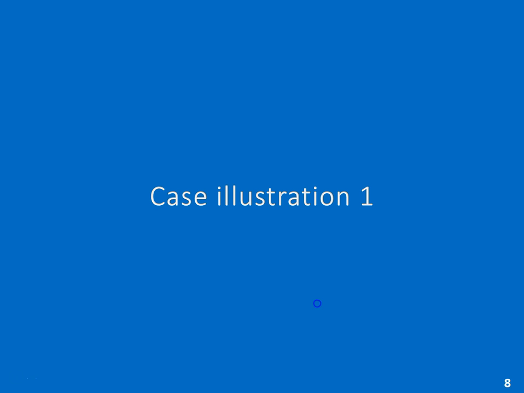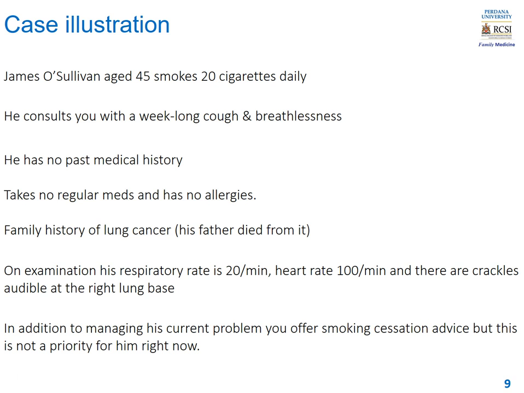Let's look at a case. James O'Sullivan is a 45-year-old smoker who consults you as his GP with a 1-week history of cough and breathlessness. He has no significant past history, he doesn't take any regular medications, and he has no known allergies. His father died of lung cancer.